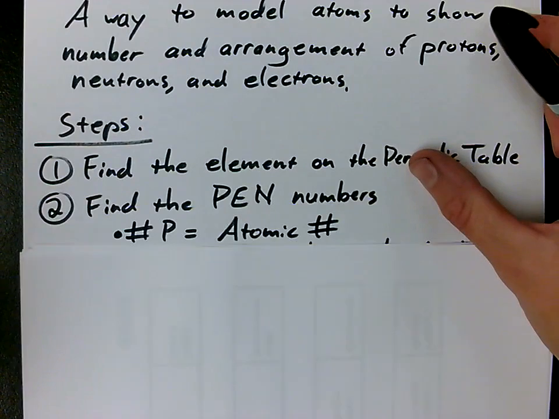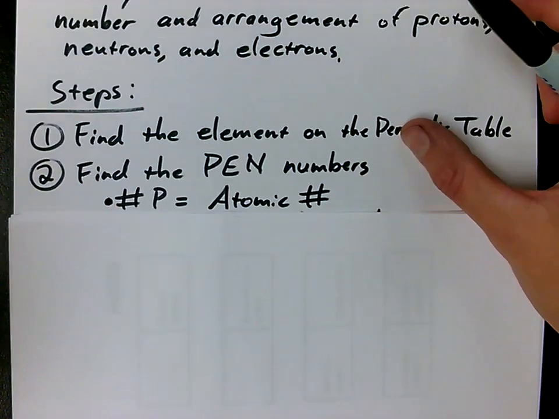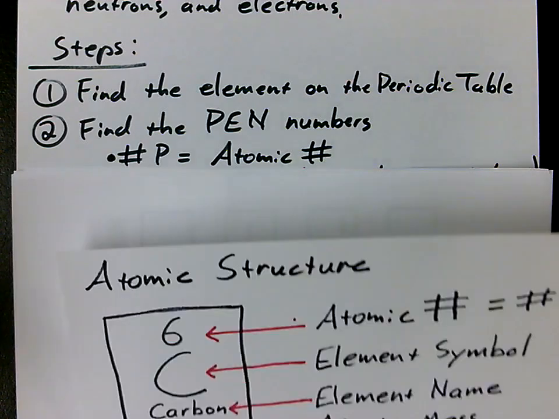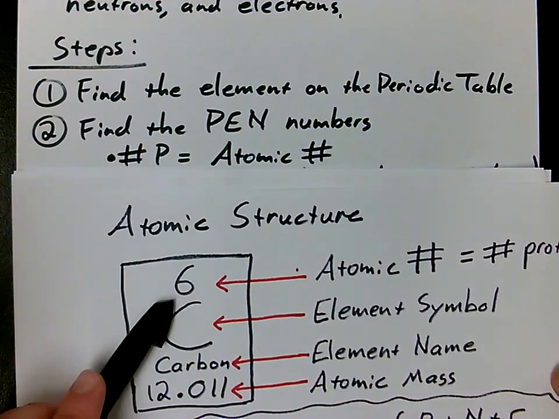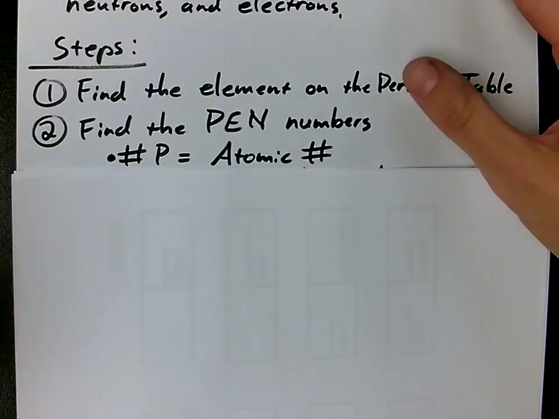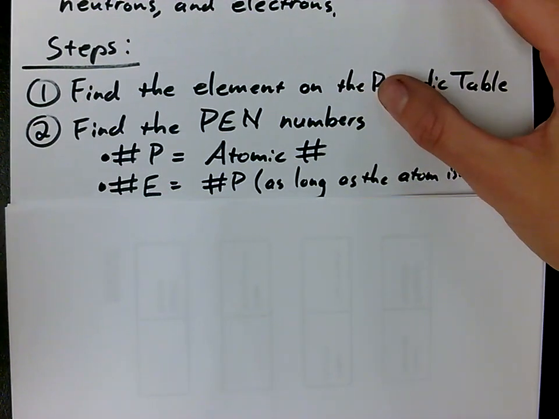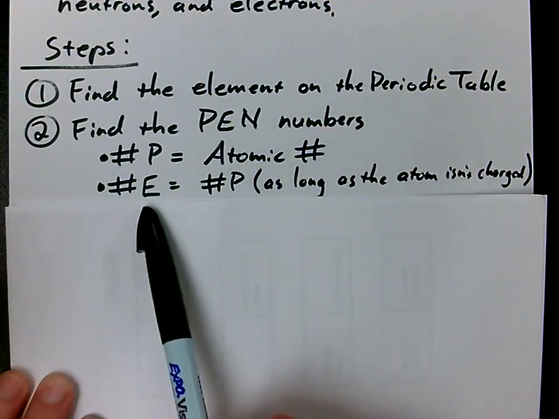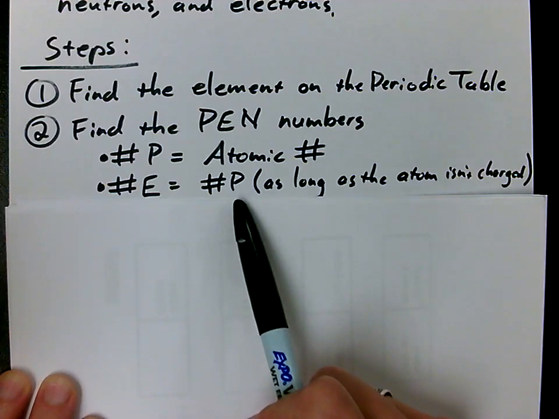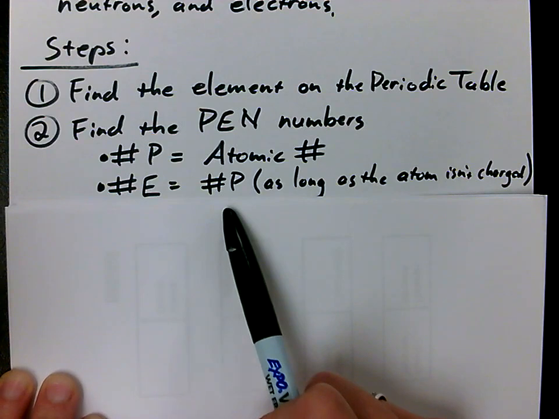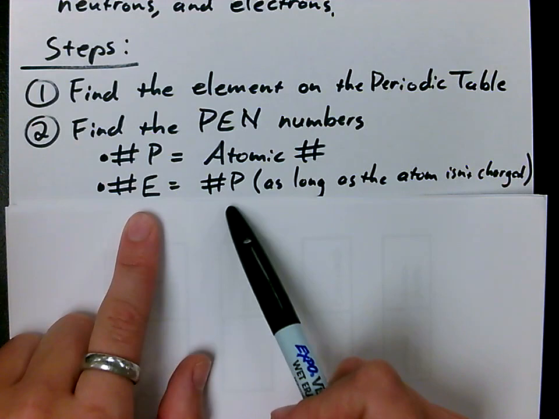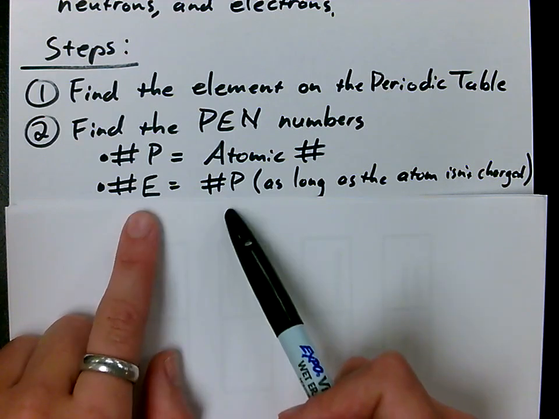The way we do that, first off, we need to find our number of protons, and that's going to be our atomic number. If you remember the notes that we took yesterday, our atomic number is the one up top here. Okay, so that is equal to our number of protons. Our number of electrons, because electrons have a negative charge and protons have a positive charge, and we are dealing with neutral atoms, which don't have an overall negative or positive charge, our numbers of negative electrons and positive protons are always going to balance each other out.